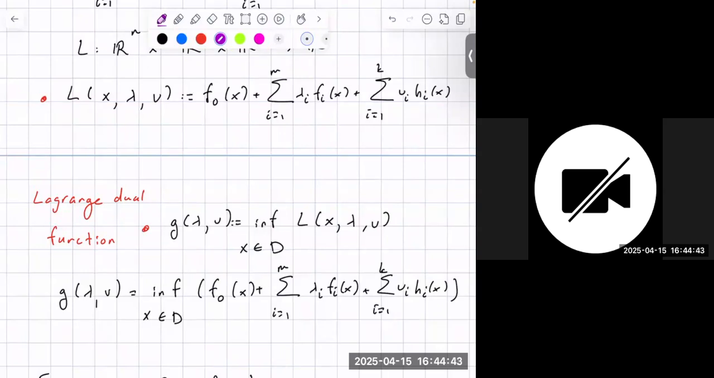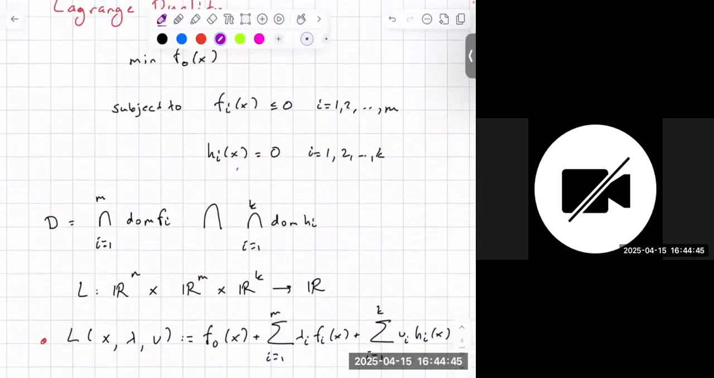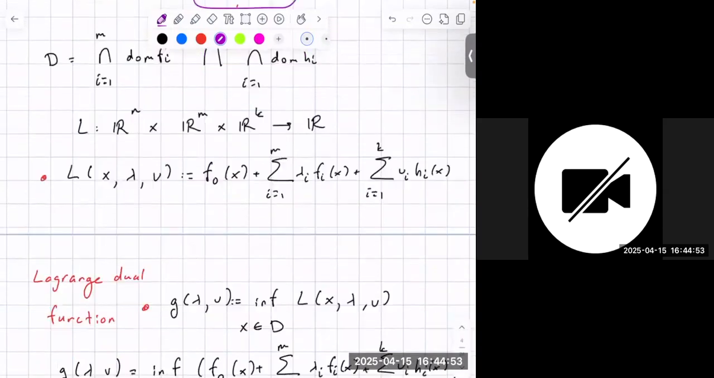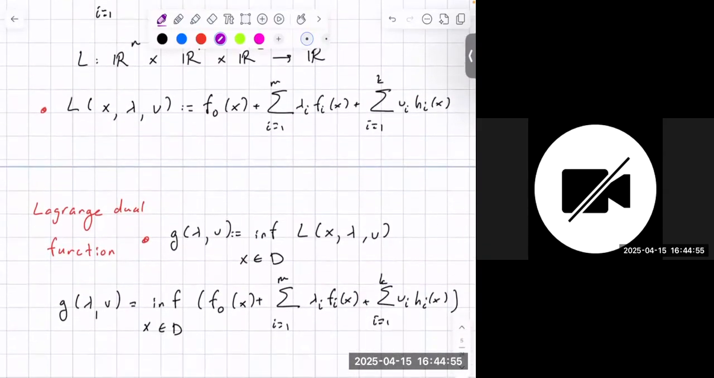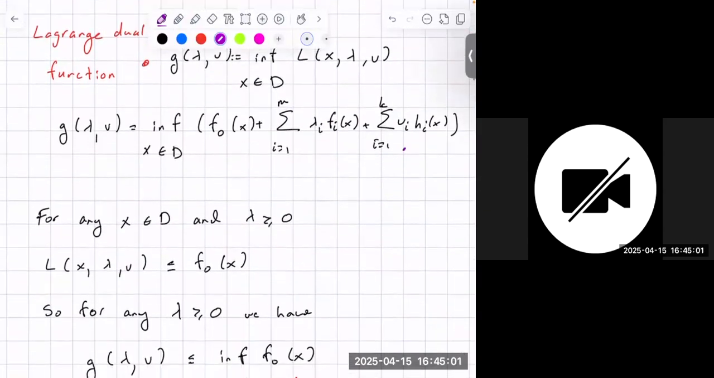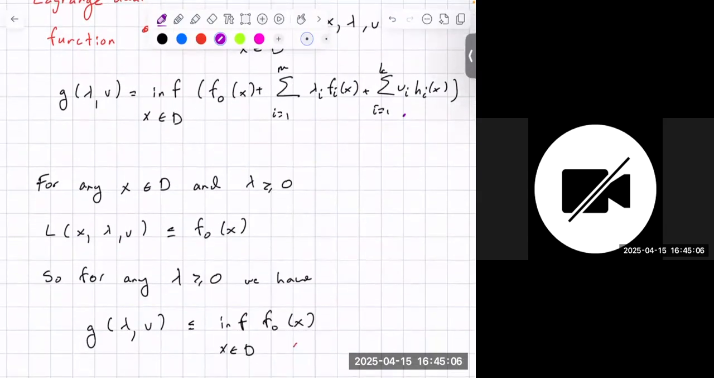Okay, now let's try to remember the constraints. So everybody in my domain, f_i of x is less than or equal to 0. h_i of x is equal to 0, right? So in my domain, actually, these v_i's don't do much, because for x in my domain, h_i of x will be 0.